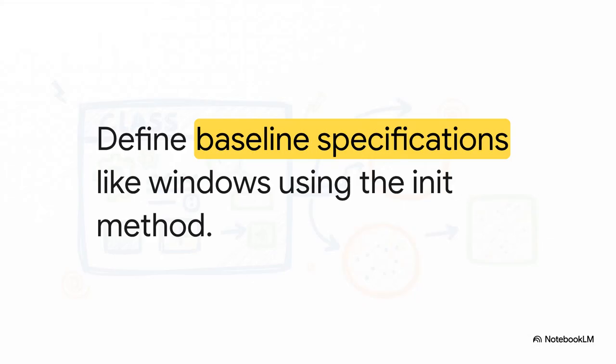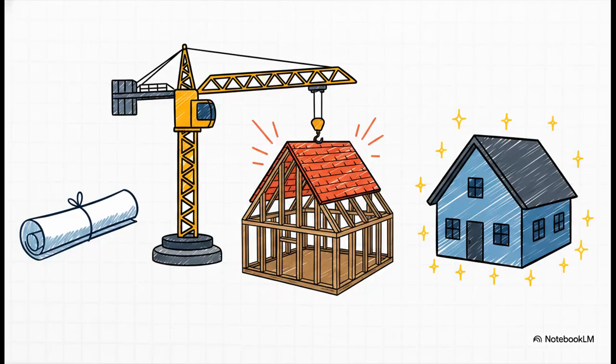Okay, step 2. Indented right underneath that, you define your initialization method. You type def __init__(self): This init method is basically your baseline specs. It sets up the mandatory features your house absolutely must have before it's even allowed to be built. In this case, we're saying that whenever a house is constructed, someone has to specify how many windows it has. Oh, and that word self, that's just Python's clever way of making sure the house remembers its own specific features later on.